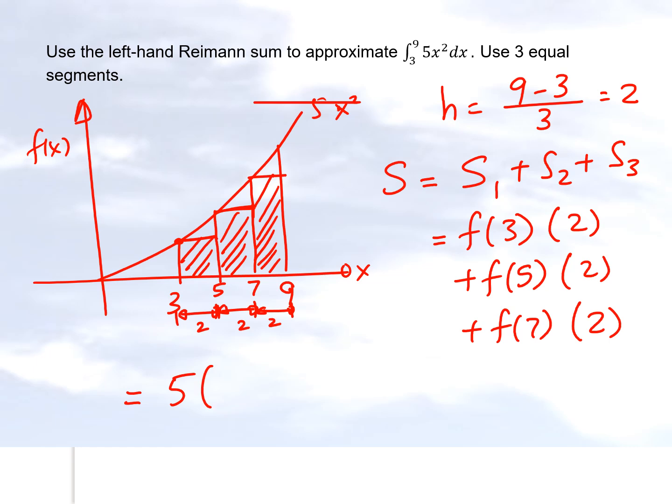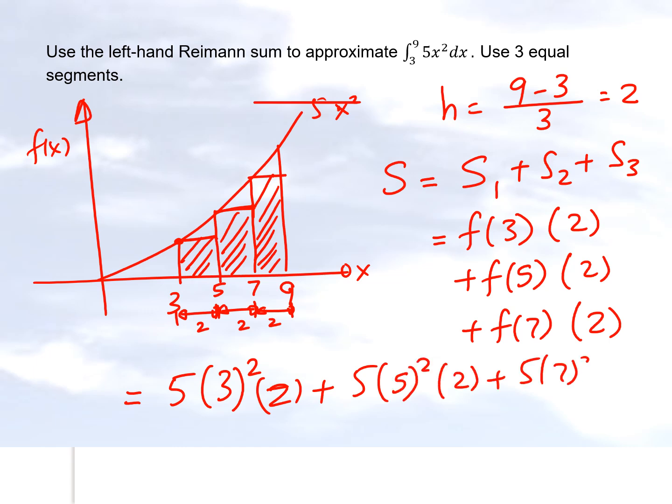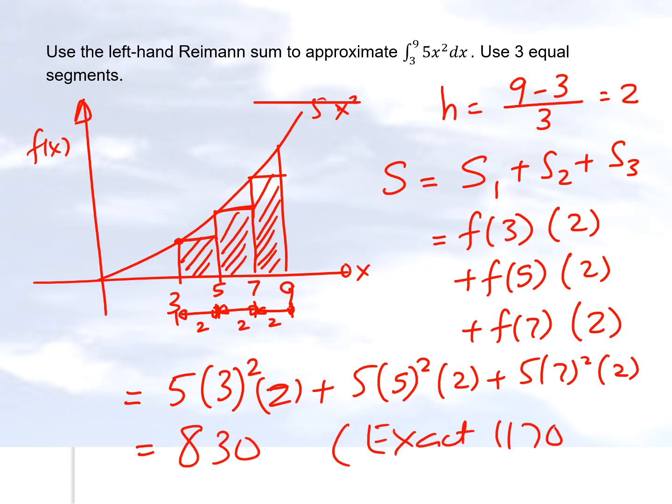The value of the function at 3 is 5 times 3 squared. The value of the function at 5 is this, and the value of the function at 7 is 5 times 7 squared, of course multiplied by 2 because that's the width. And if you calculate this value, it turns out to be 830. The exact value, of course, is 1170, but you will be able to achieve that exact value only after you have infinite rectangles to approximate the integral.